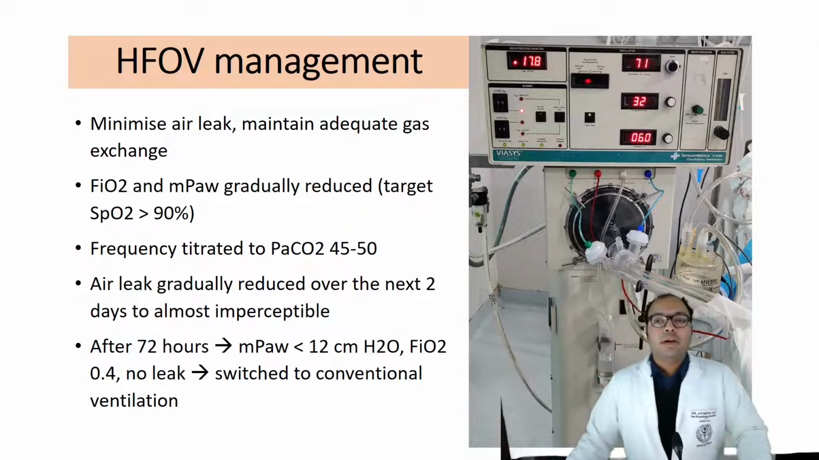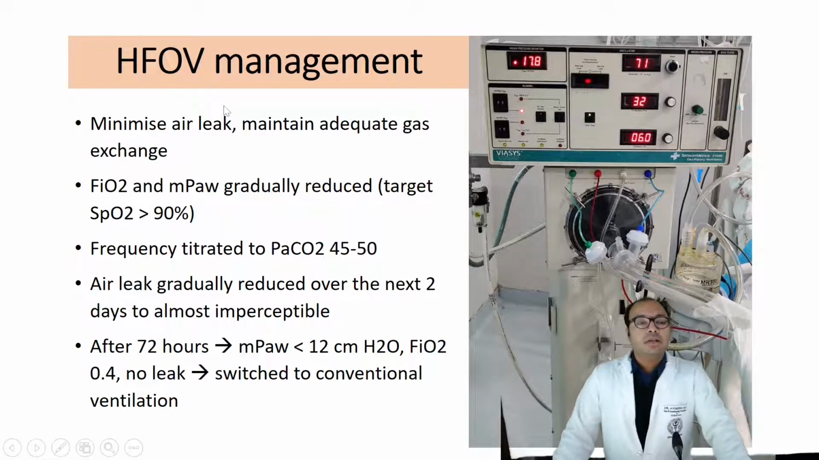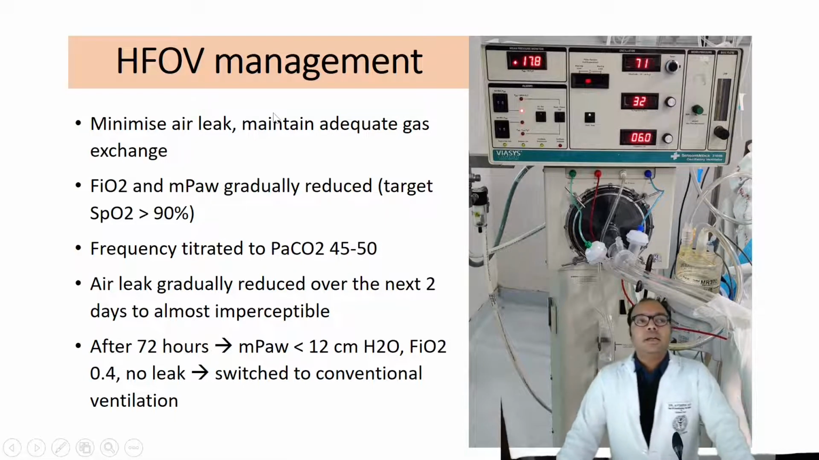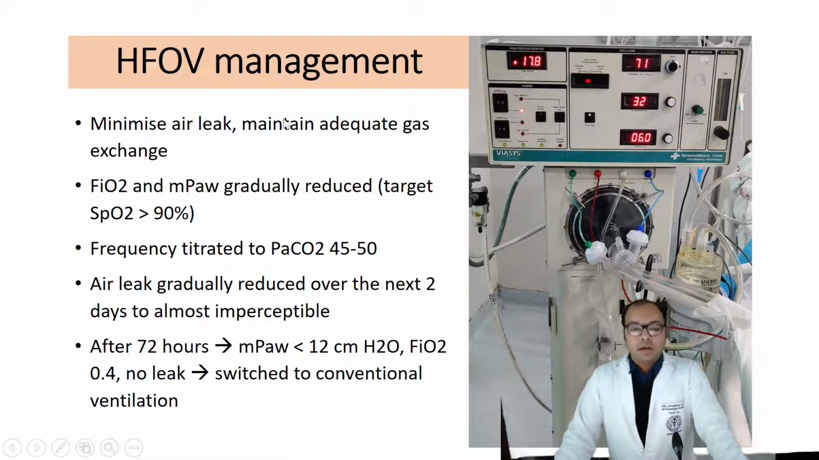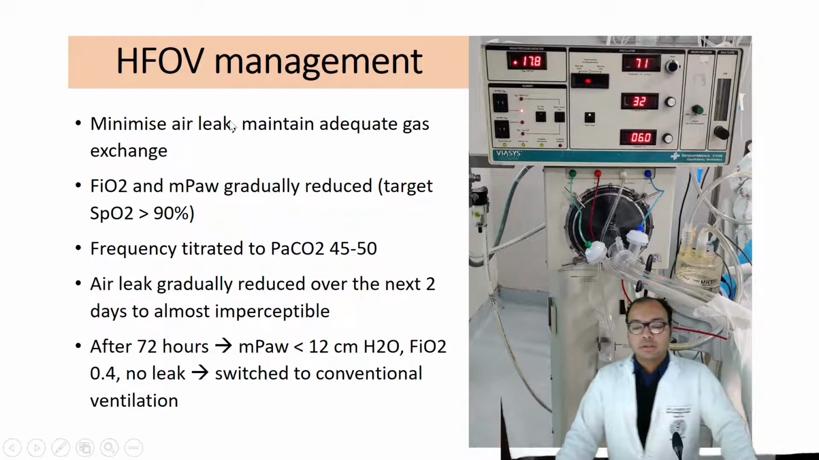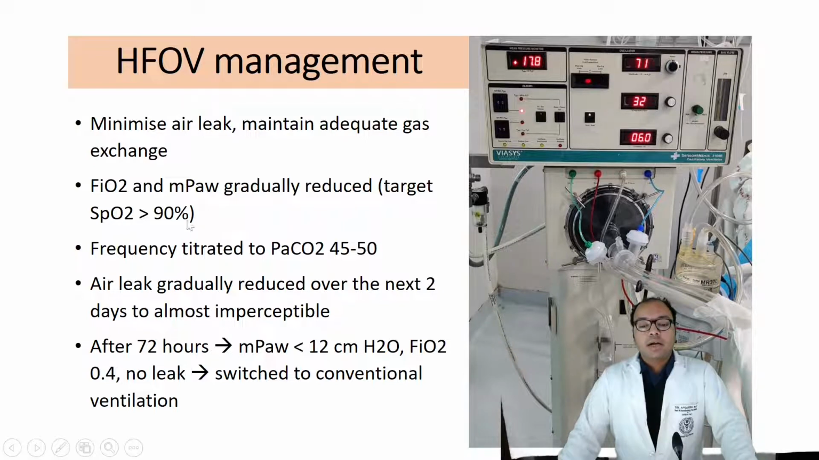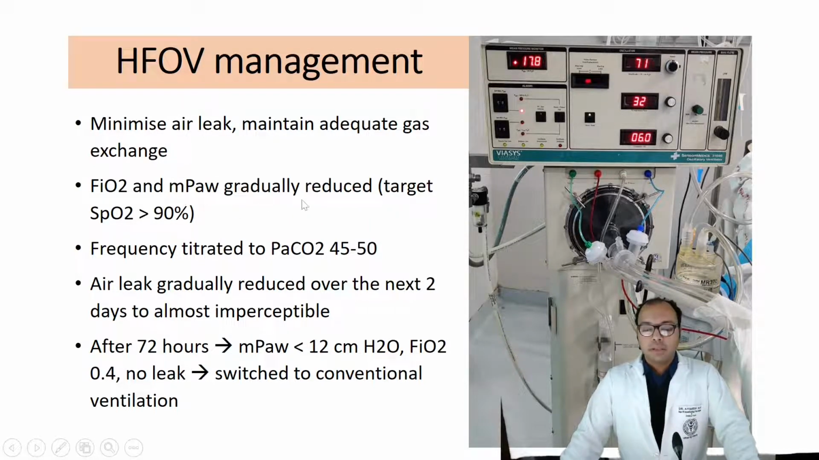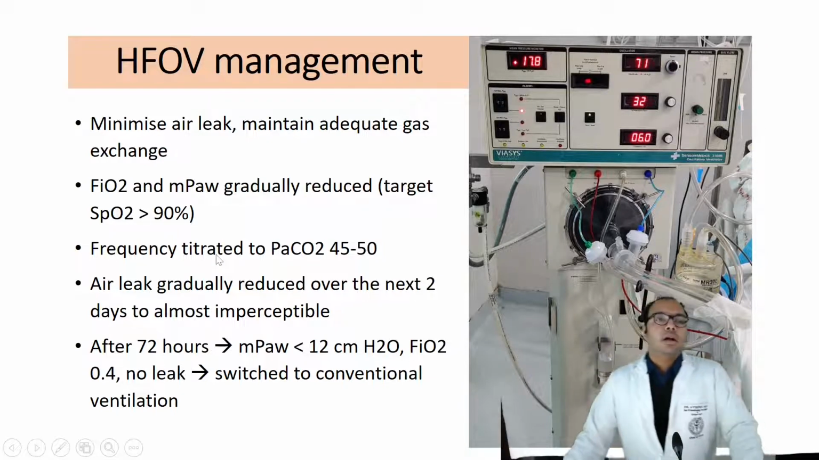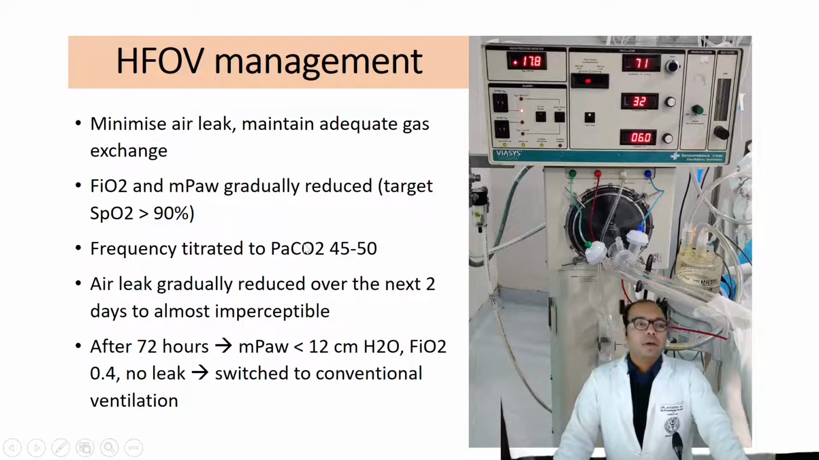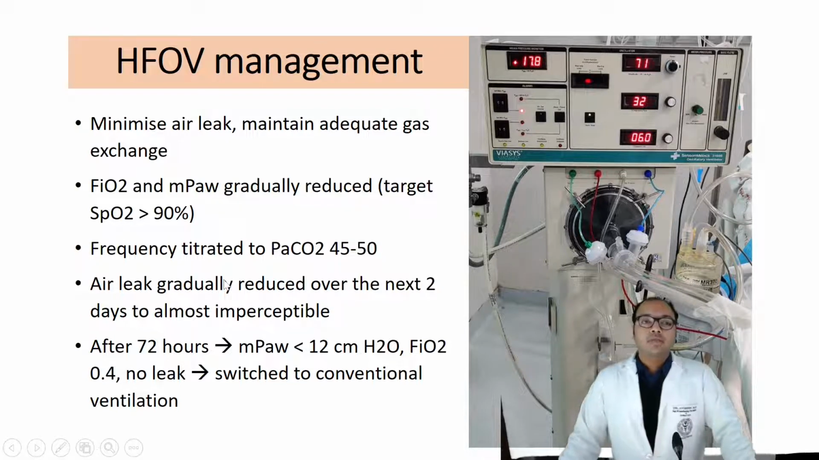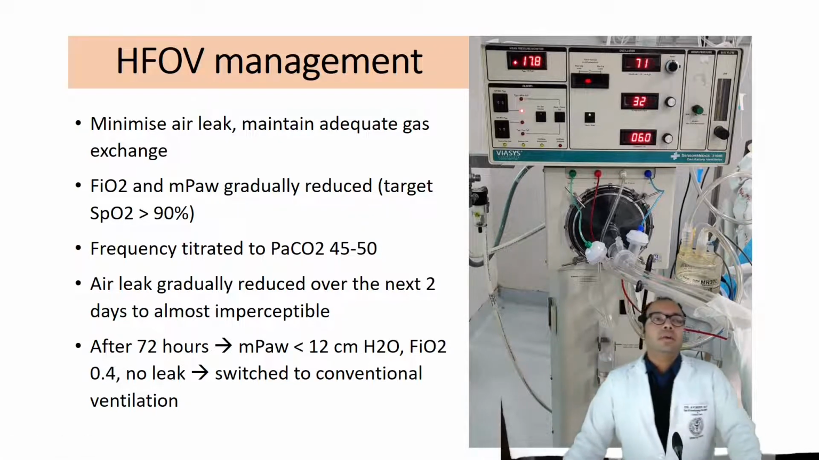While on high frequency oscillatory ventilation, the patient started showing signs of resolution of the air leak, and we could maintain acceptable blood gases, with oxygenation and ventilation maintained. Gradually we started titrating the FiO2 and the mean pressures, and the frequency was also adjusted in order to maintain a partial pressure of carbon dioxide around 45 to 50. The air leak reduced significantly, and by day 2 of HFOV therapy, the air leak was almost gone. It was imperceptible.